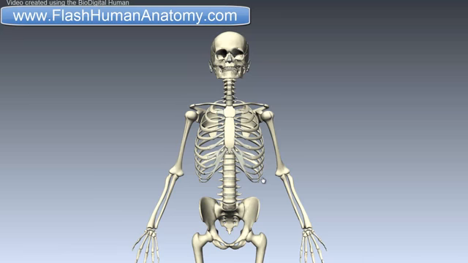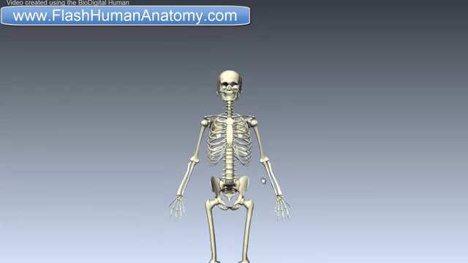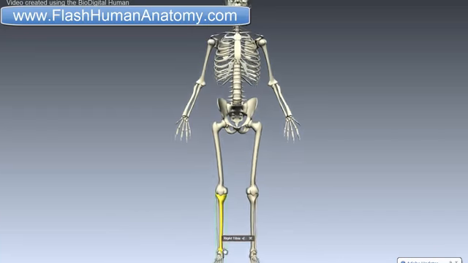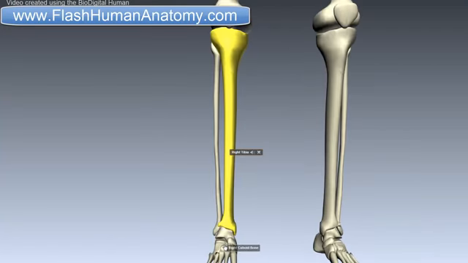Okay, in this lesson I will talk about the tibia, or the shin bone. It is the larger and stronger one of the two bones in the leg below the knee. Here it is. This is the tibia. The most important function of the tibia is connecting the knee with the ankle joints. The tibia is medial from the fibula.